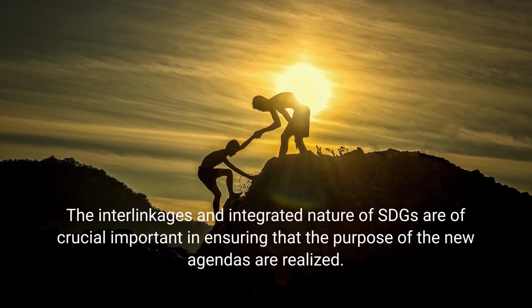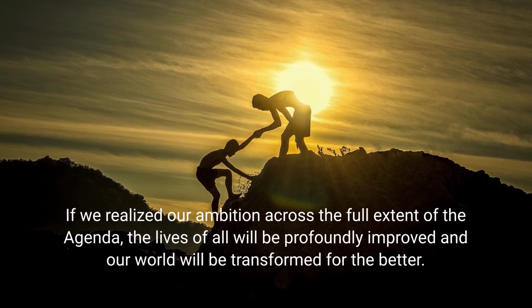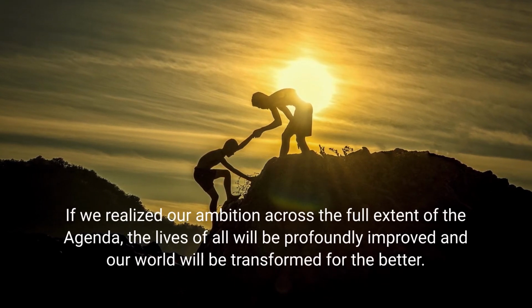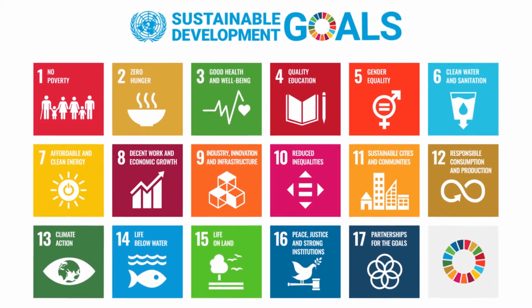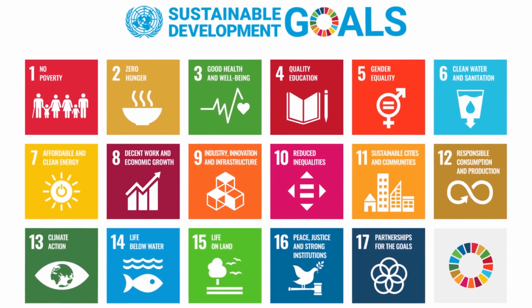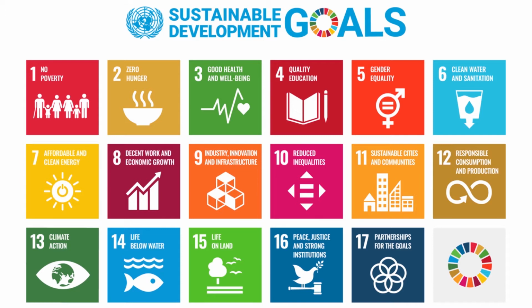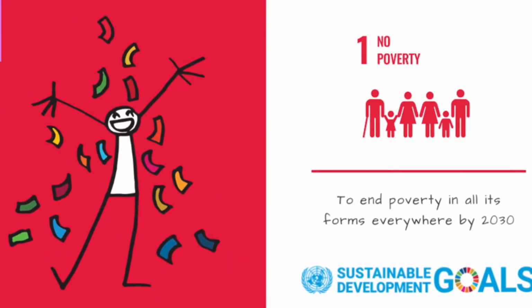If you look into the 17 goals, we'll find that all the goals are interlinked and integrated in nature. And the crucial importance of SDGs is in ensuring that the purpose of the new agenda is realized. To realize our ambition across the full extent of the agenda, the lives of all will be profoundly improved and our world will be transformed for the better. So, these are the 17 goals you will see, beginning from poverty, zero hunger, and different goals. Let us look into why the United Nations brought these goals. Goal number 1, no poverty.